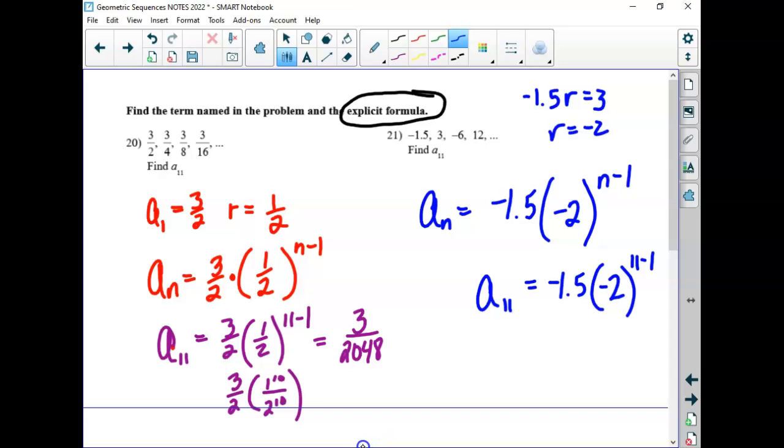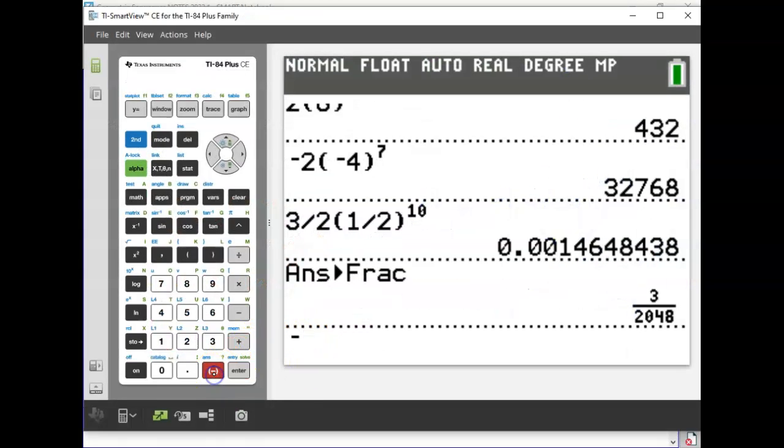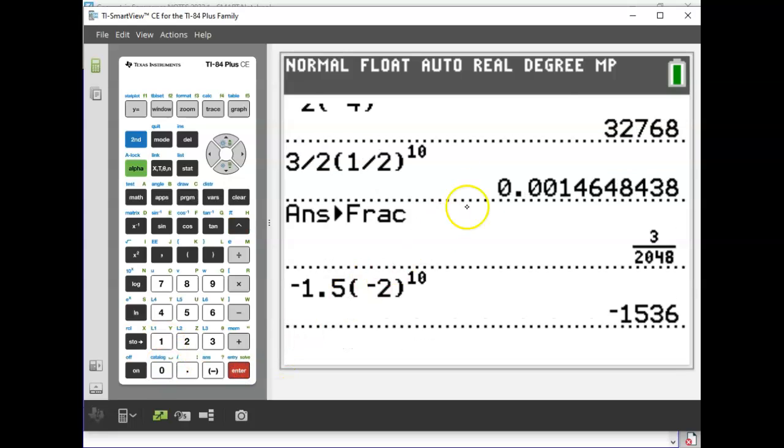Is it the same answer, but negative? No? No, it's going to be a big number. Not okay. I was thinking it was divided. Definitely not. Negative 1.5 times negative 2 to the 10th. Somebody get that? No? Yes? Negative 1536.